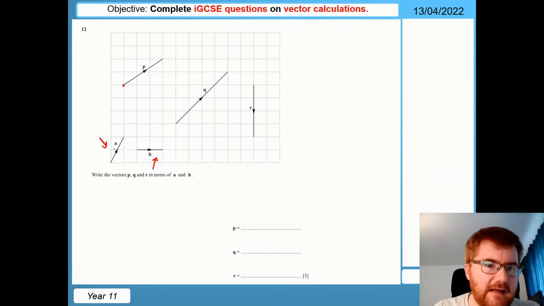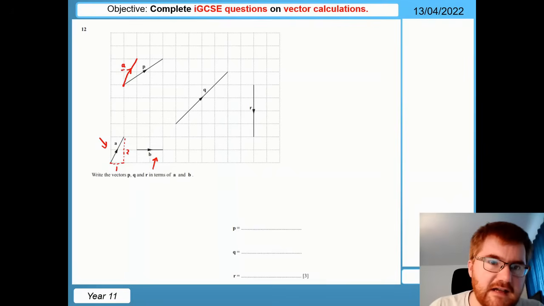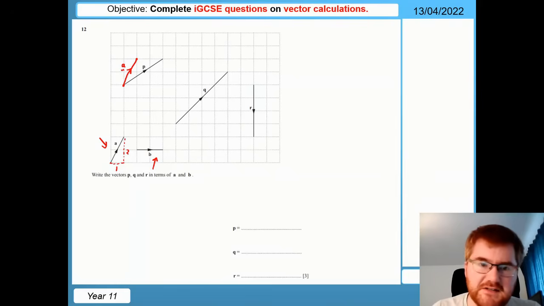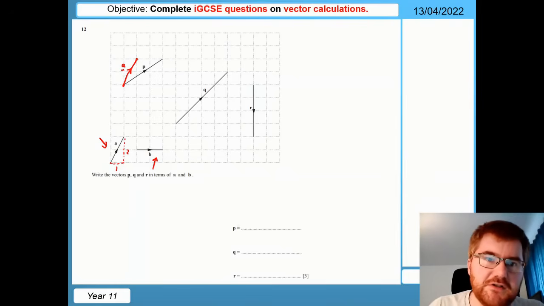Let's add on an A vector. Now to go A, we need to go 1 to the right and 2 upwards. That comes to here. So that gives us vector A. And then what do we do from here to get to the end of vector B? Well, we have a perfect vector for this, which is vector B here, which is 2 to the right. So we're using the so-called parallelogram law to actually work out what's going on here.